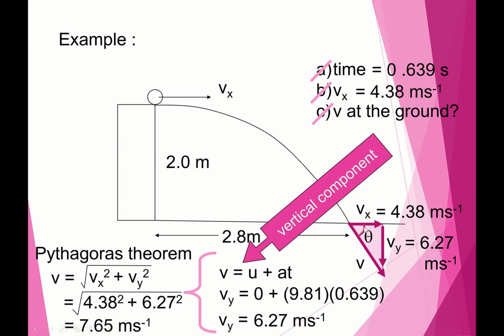Next, we are going to find the angle to represent the direction of V. To find the angle, named theta, we can use a trigonometric ratio. We use tangent: tan theta equals opposite over adjacent, 6.27 over 4.38, from the right angle triangle. The answer for theta is 55.1 degrees. This represents the direction of V when it reaches the ground.